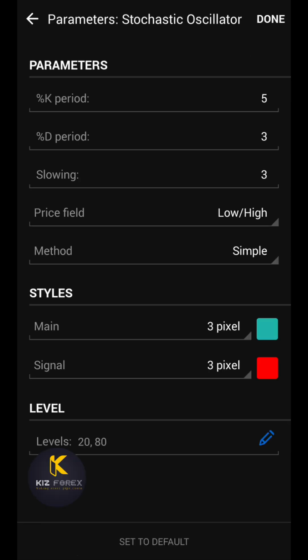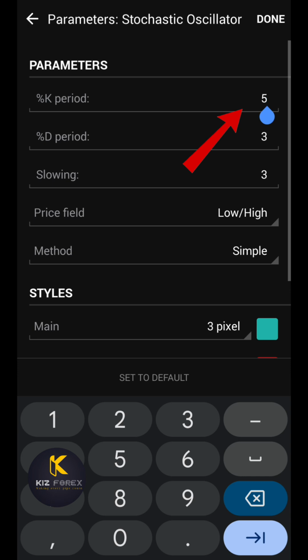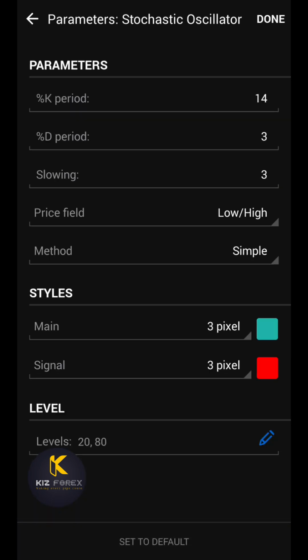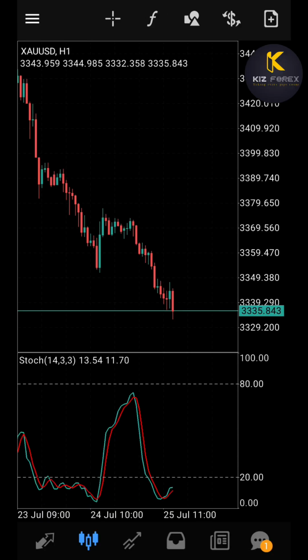Now the default parameters for this stochastic oscillator come as 5, 3, 3, but in this particular strategy you're going to be changing this first parameter figure right here. You're going to be changing it to 14, and you leave the rest at 3, 3, and then the price field, you leave it at high, and you leave it at simple, and of course you also leave it at 3 pixel. So you enter, you click done, and then the indicator has already come on your screen.